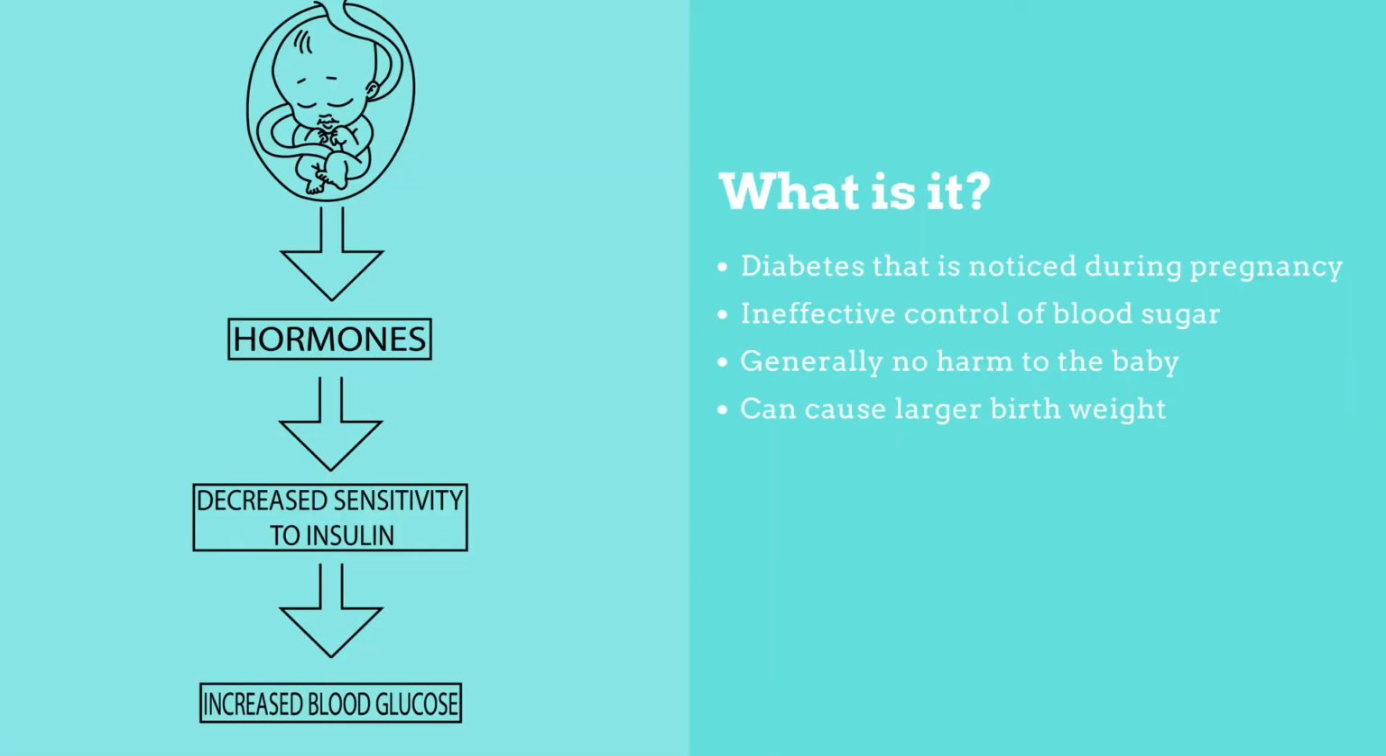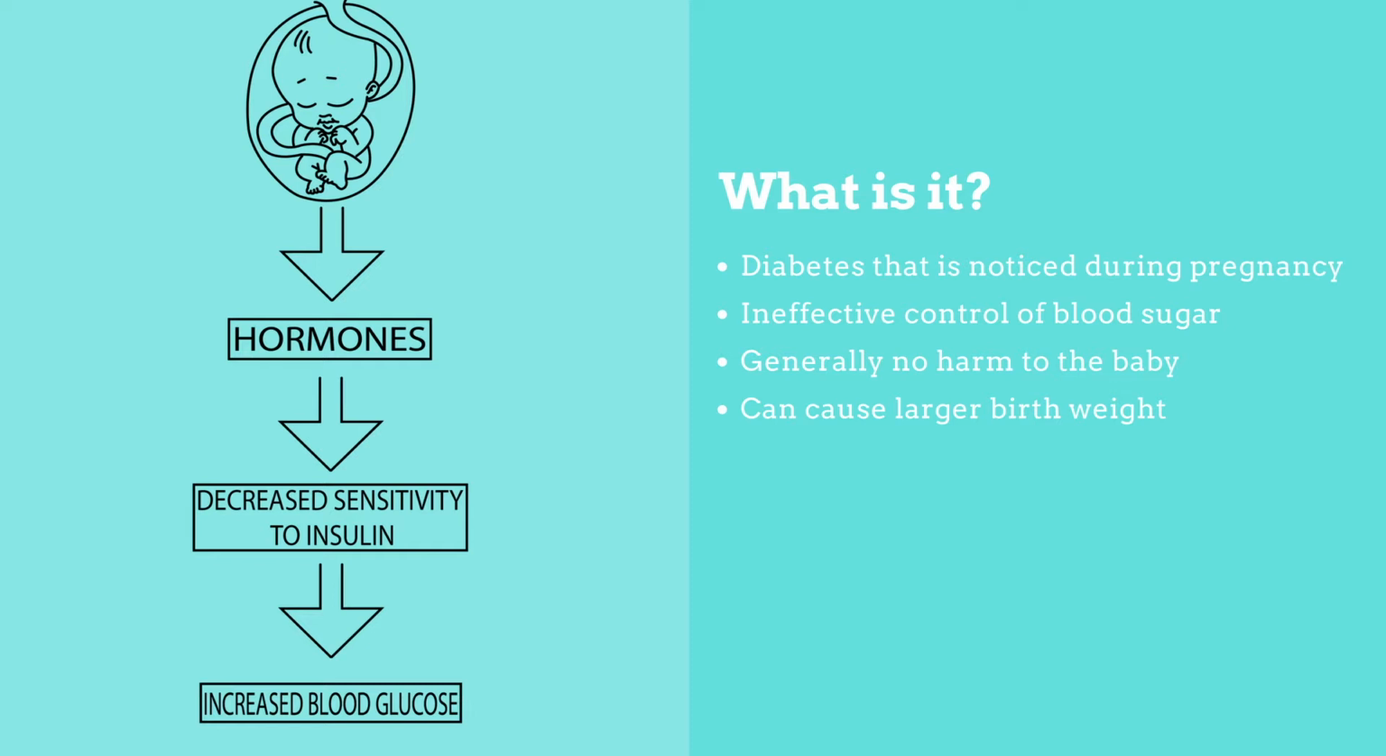So what is gestational diabetes? Gestational diabetes is a type of diabetes that is first noticed during pregnancy. This condition may occur in those with underlying diabetes or may only be present during a pregnancy and resolve after the baby is born. In either case, the condition occurs because the body is unable to effectively control blood sugar levels with the insulin it is currently producing.